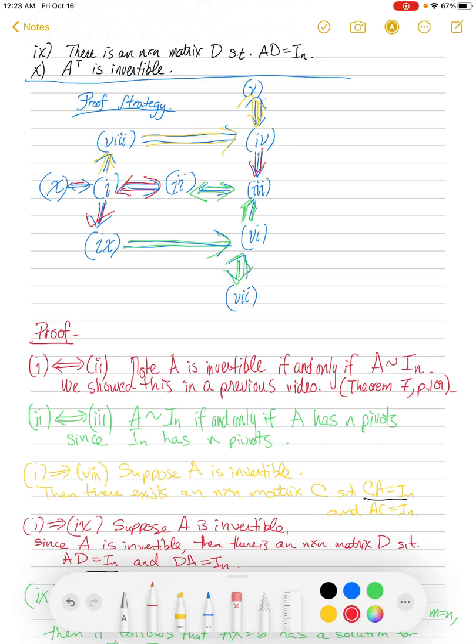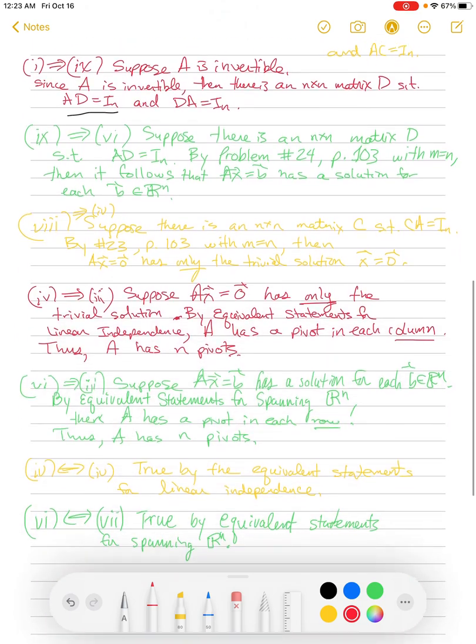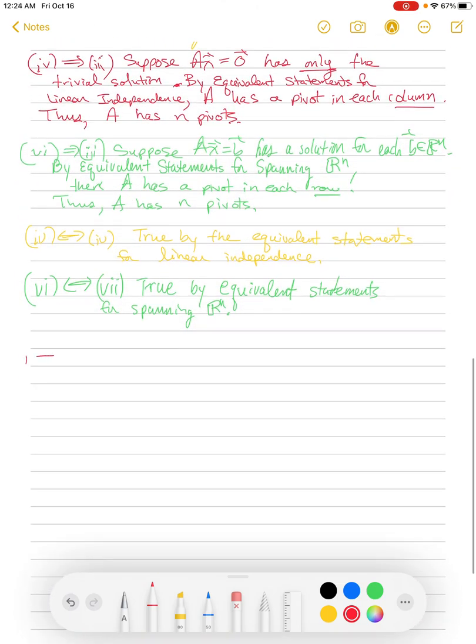All right, so have I taken care of all the arrows? No, there's this last arrow here right on the side. What's this? 10 if and only if 1. Okay, so I've got to prove 10 if and only if 1. I'm going to prove 1 implies 10 first, and then we're going to prove 10 implies 1. So if I'm proving 1 implies 10, I have to start with A is invertible. So let's suppose A is invertible.